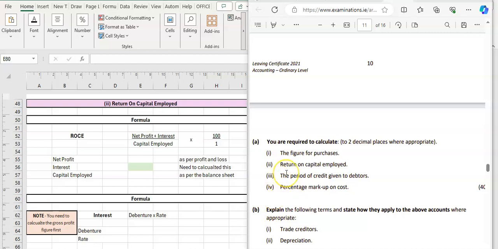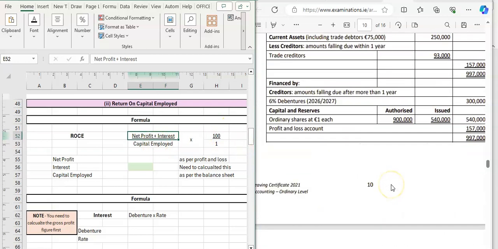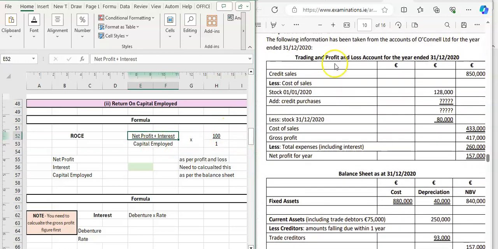Okay, so let's have a look at the second adjustment for O'Connell 2021 paper. So the return on capital employed. So we know the return on capital employed is your net profit plus your interest divided by your capital employed. So your net profit is going to be given in your profit and loss account. So that's going to be 157,000.